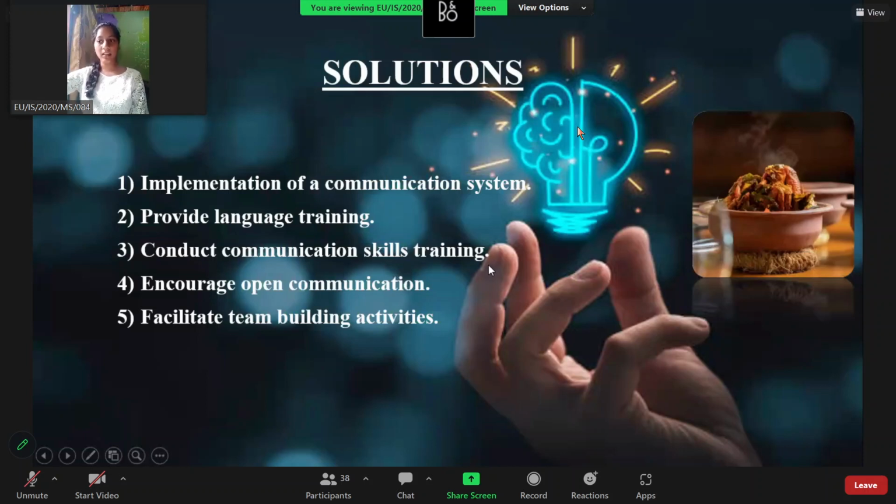Third solution, conduct communication skill training. Under this solution, they can organize communication skill training workshops or sessions for all employees. Next solution, encourage open communication. Under this solution, create a culture of open communication where employees feel comfortable expressing their thoughts, concerns, and suggestions. Last one, facilitate team building activities. They could organize regular team building activities such as outings, team exercises, or staff events to build a strong team.